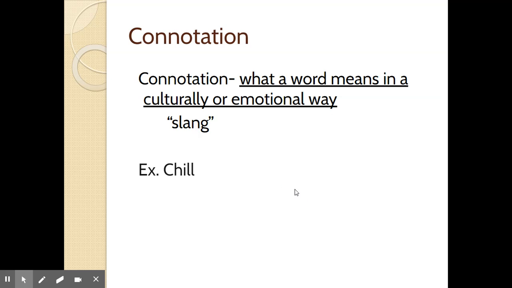Connotation is what a word actually means in a cultural or emotional way. So it's slang. So example, chill. Originally, the word chill means like put something on ice to cool it down. But after a while, chill's like, right now it means to relax. Like, chill out, man. In 30 years down the road, the words can change quite drastically. So different words change all the time, like what their meanings are.